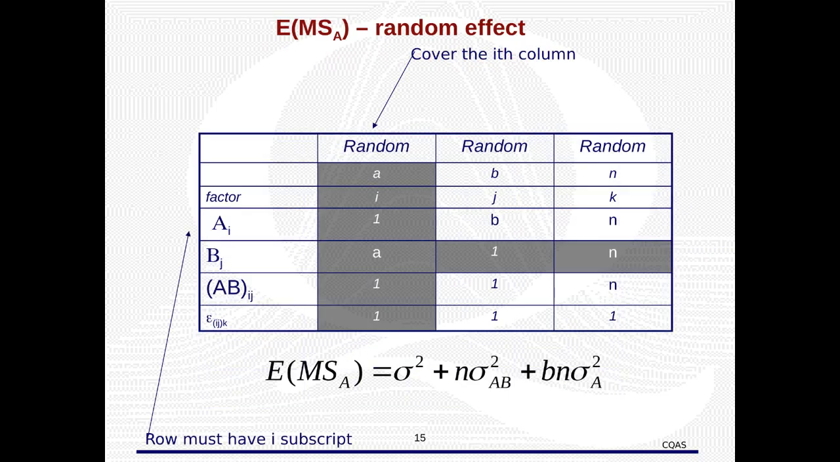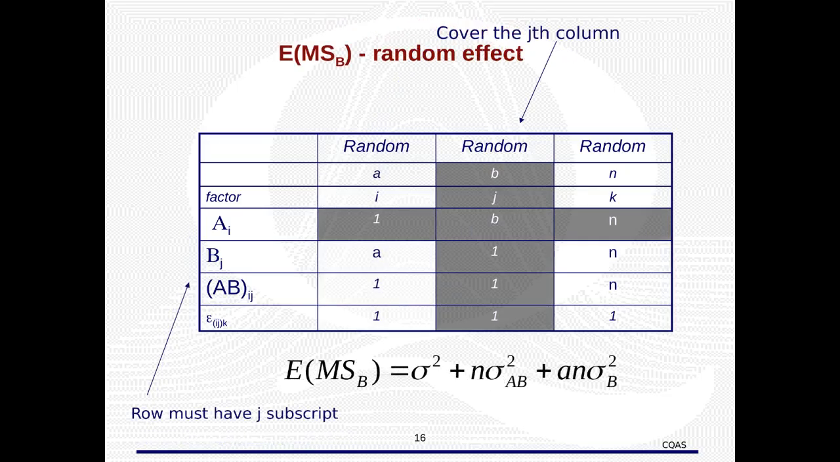Now to get the EMS for an effect, we need to cover the columns that include its live subscripts, and cover the rows that include any absent subscripts. Starting from the bottom, we need to multiply through the rows that are left by their contributions to the EMS and add them up. So for effect A, we need to cover the first column since it has a live subscript for A. Now we need to cover the row that corresponds to effect B since it has the only absent subscript in this case. Now multiply through then add. This means that 1 sigma square plus 1n sigma square AB plus bn sigma square A.